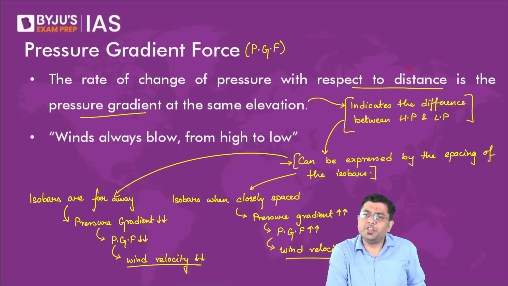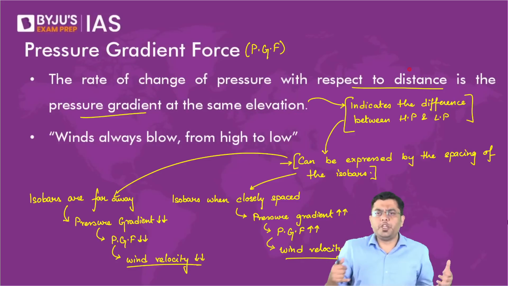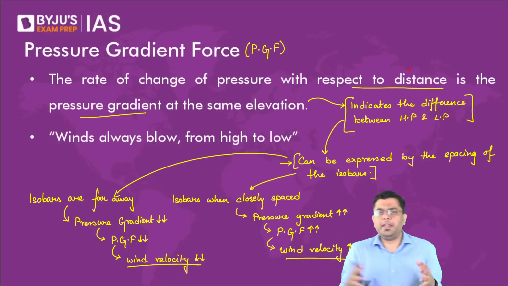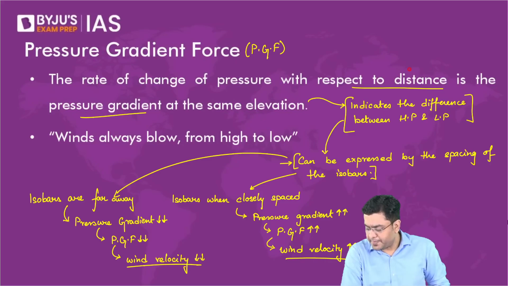Adiabatic is basically the change in temperature which is observed in the air parcel purely because of the change in volume and not because of any additional or external source of heat.